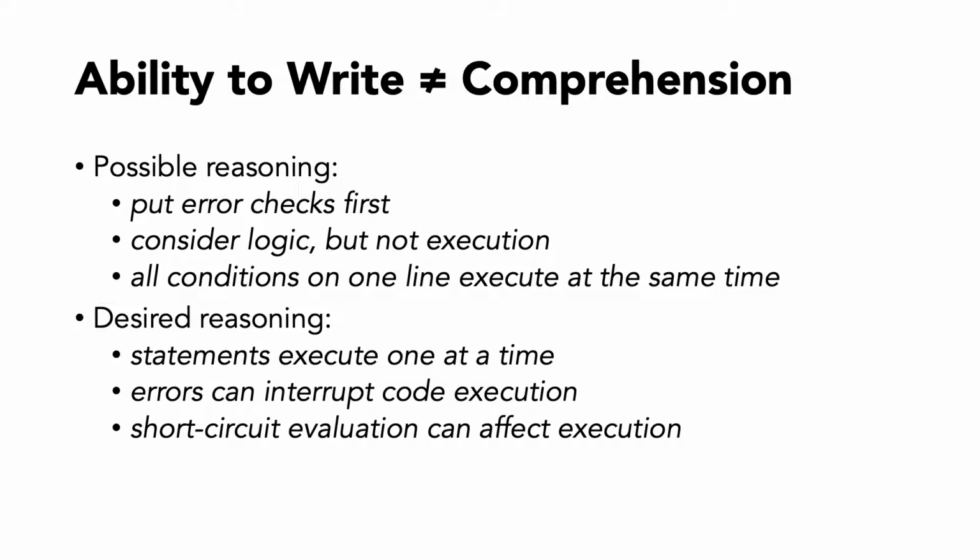Overall, this shows that students who write code correctly don't always understand what factors make it correct. Students rarely misordered conditions when they wrote, but frequently misunderstood what would happen when code did use incorrect ordering. Students may put error checks first because they find it more readable, not because they understand how errors can interrupt code execution.